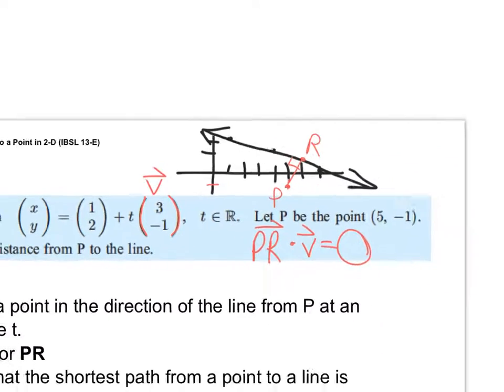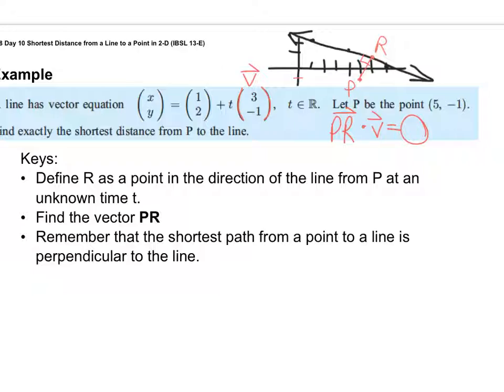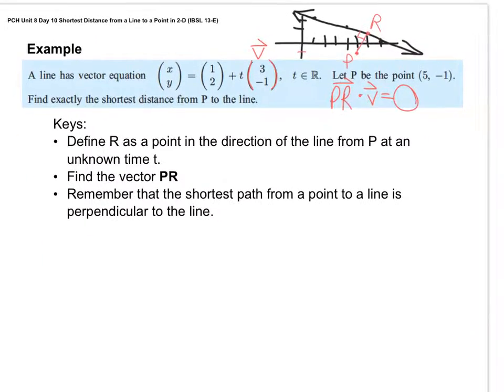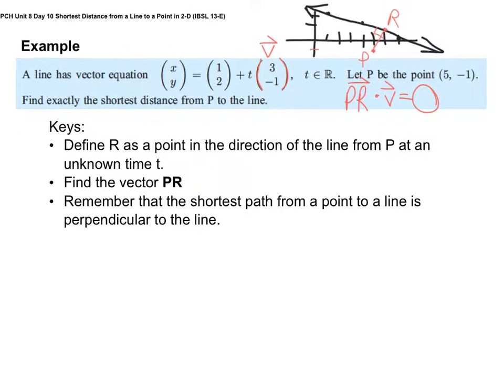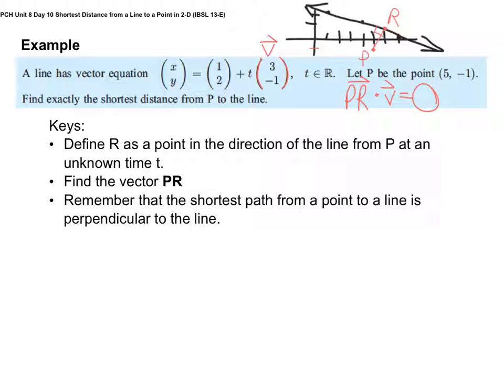I've given you a couple of key steps that you can use. I don't typically give you step-by-step methods, but this one, it helps. The first thing that we're going to do is define what this point R is. Now, we know it's a point on the line.